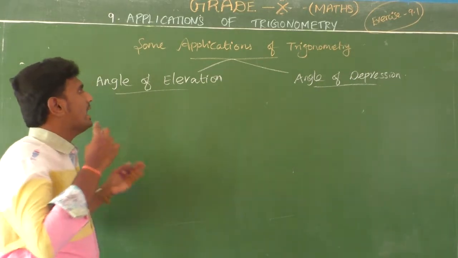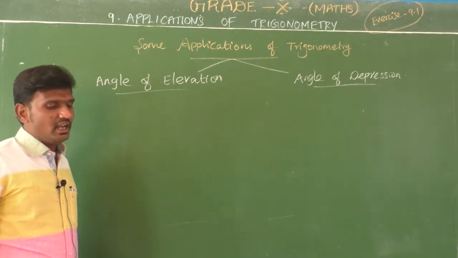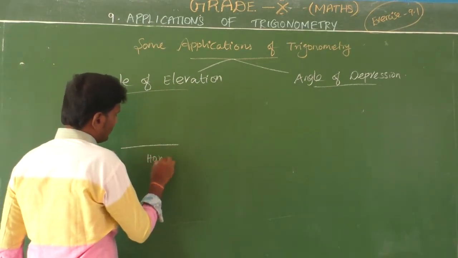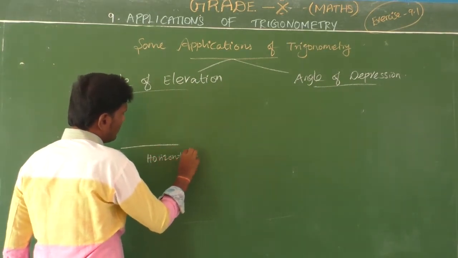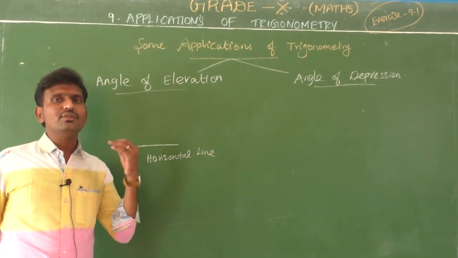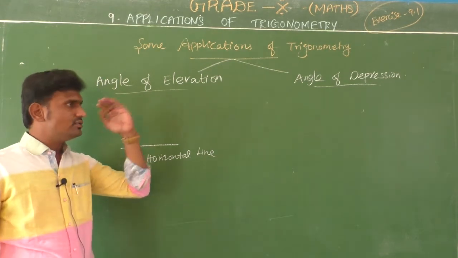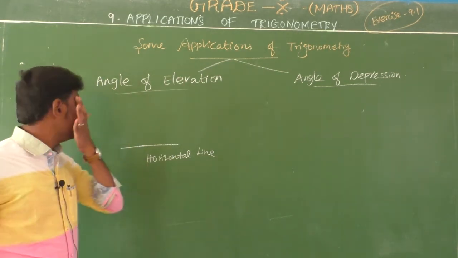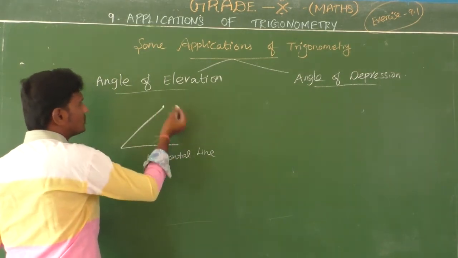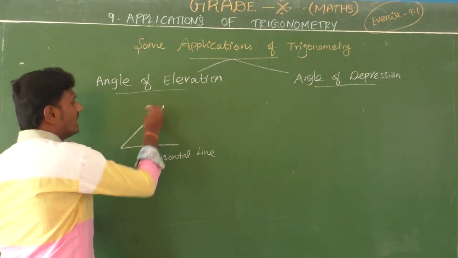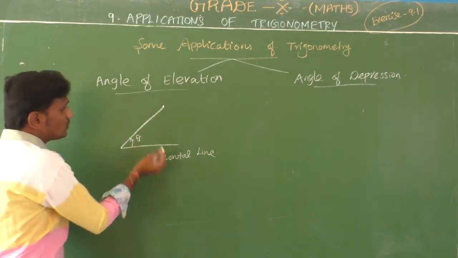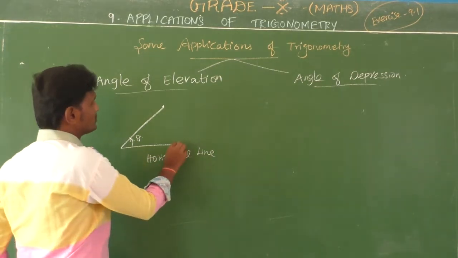Now see, angle of elevation. You know this is a horizontal line. In that horizontal line we are going to take some line of sight. Line of sight means we are going to see something. If I am going to see one object, the angle taken like this, theta, is called the angle of elevation.